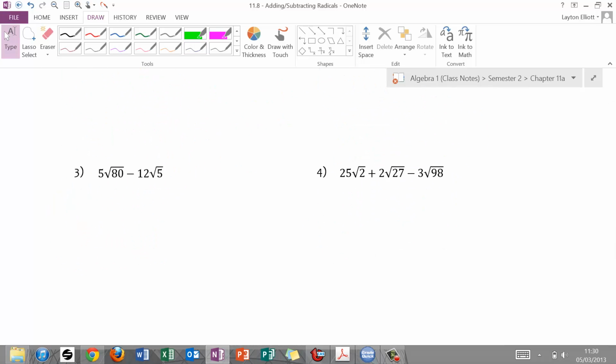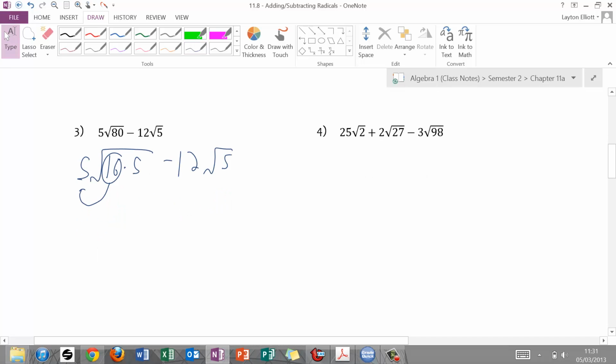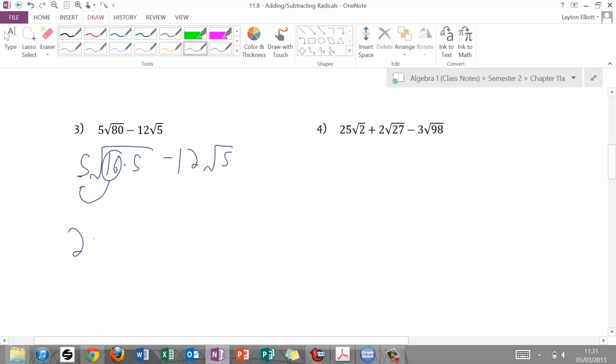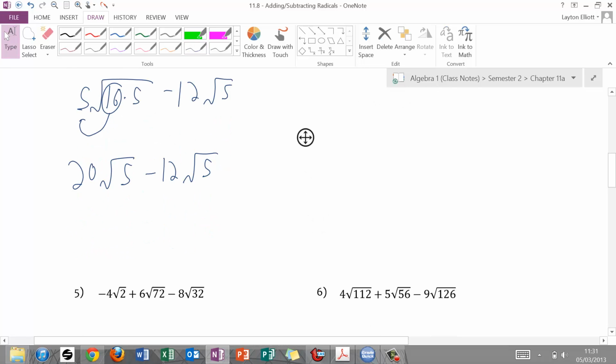For number 3, sometimes we may have to simplify the radical before we do anything. So if I simplified radical 80, well, at least broke it apart for now, 80 is 16 times 5. Then I have minus 12 radical 5. 16 can come out as the square root of 16, which is 4, and 4 times 5 is 20. 20 root 5 minus 12 root 5. 20 minus 12 is 8, and so I have 8 root 5.